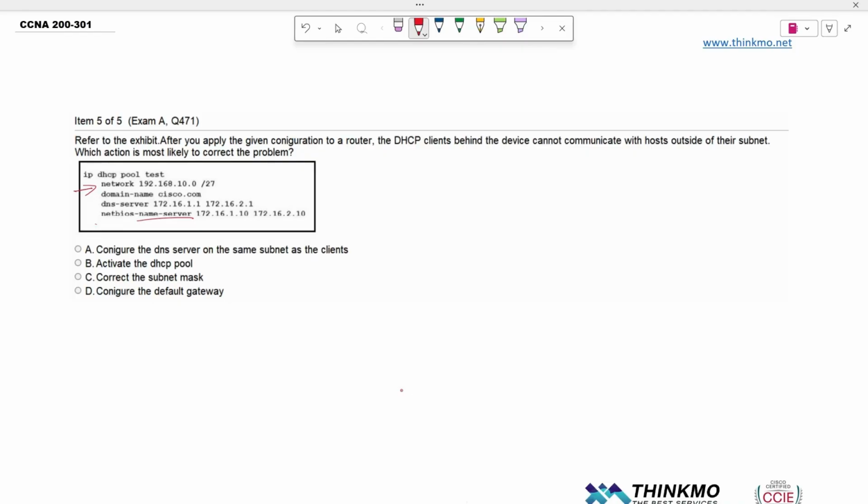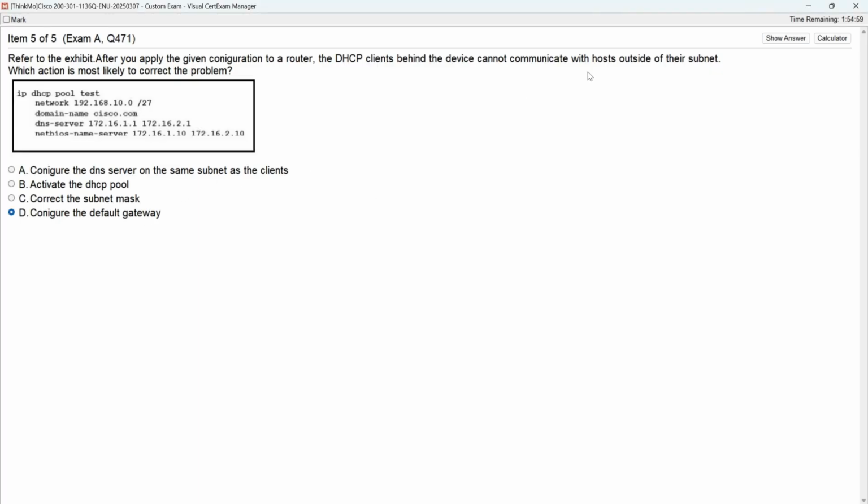And in these configurations, there's something missing. It doesn't specify the default gateway, right? Since the default gateway isn't specified, we need to configure it. So the correct answer to this question is D. Let's look at the correct answer once more. It is definitely D. All right, submit.